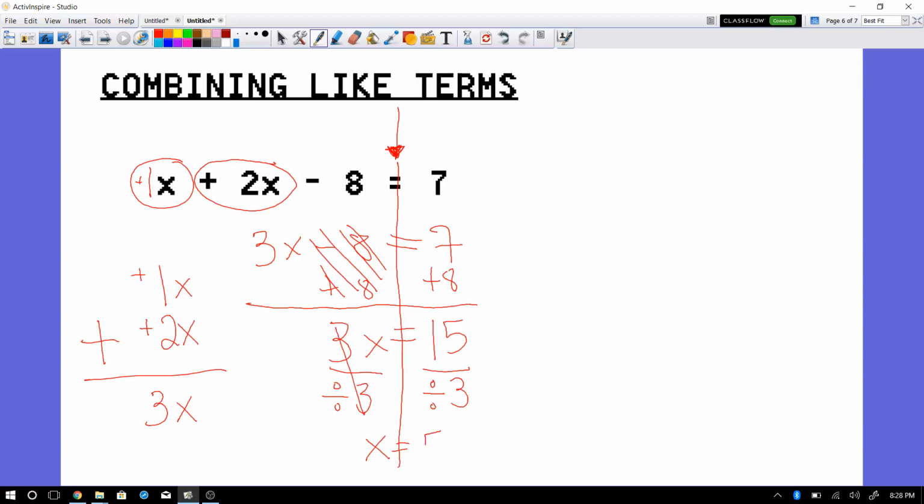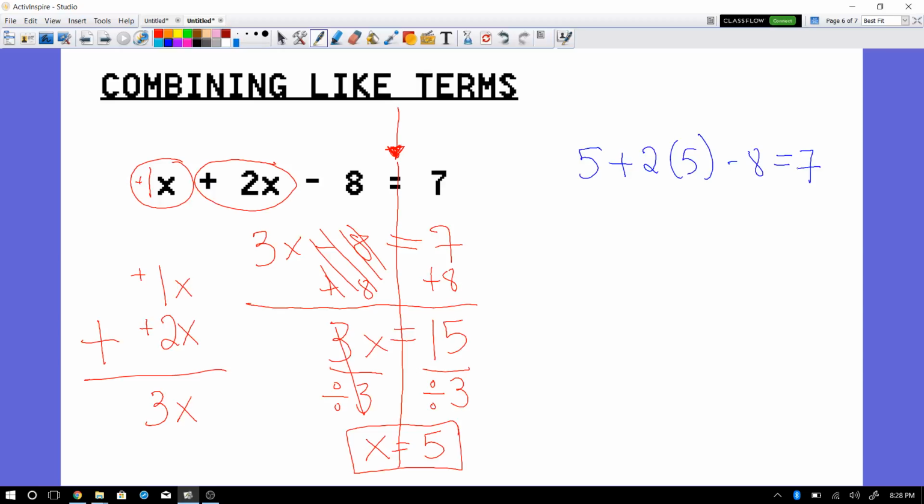X equals 5. Okay. Now, if you wanted to substitute this answer back into this original problem, this is what it would look like. Just so we can make sure that it checks out. If it doesn't, that means we did something wrong. So instead of x, we're going to write 5 plus 2 times 5 minus 8, and it should equal 7.